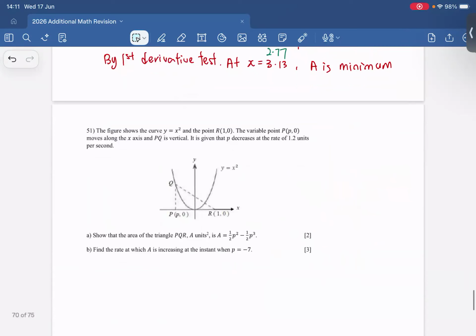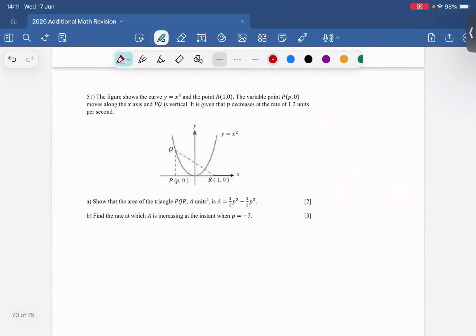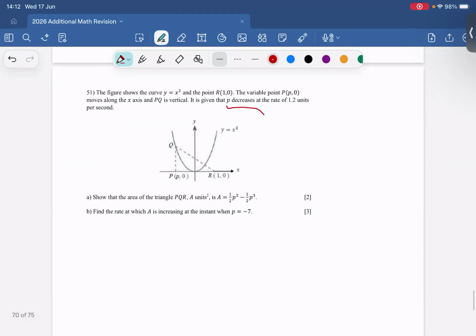Okay, I say again, please do not be actively copying. You need to do your work yourself and then you go and check. You don't just copy my work, it doesn't help you at all. Okay, the figure shows y equals x squared. The point R equals (1, 0). The variable P moves along the x-axis, PQ is vertical. It is given that P decreases at the rate of this. So what does this tell me? This tells me that dp/dt equals negative 1.2. Okay. Show that the area of PQR is equal to that.